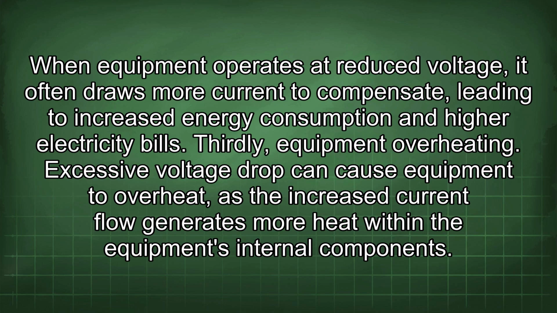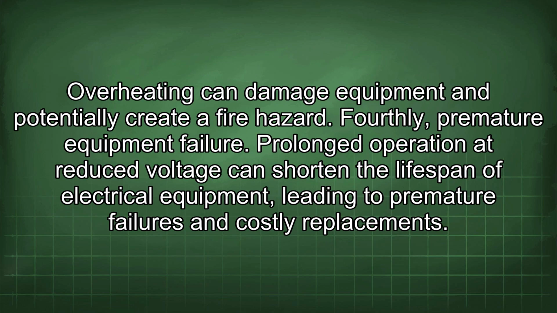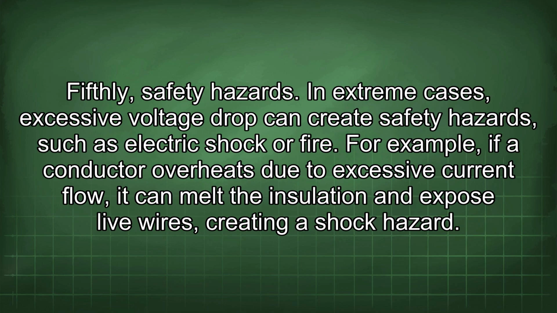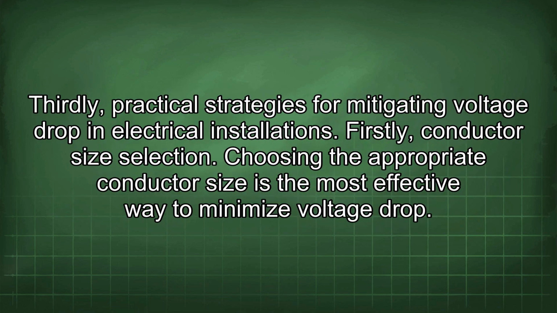Thirdly, equipment overheating. Excessive voltage drop can cause equipment to overheat, as the increased current flow generates more heat within the equipment's internal components. Overheating can damage equipment and potentially create a fire hazard. Fourthly, premature equipment failure. Prolonged operation at reduced voltage can shorten the lifespan of electrical equipment, leading to premature failures and costly replacements. Fifthly, safety hazards. In extreme cases, excessive voltage drop can create safety hazards, such as electric shock or fire. For example, if a conductor overheats due to excessive current flow, it can melt the insulation and expose live wires, creating a shock hazard.